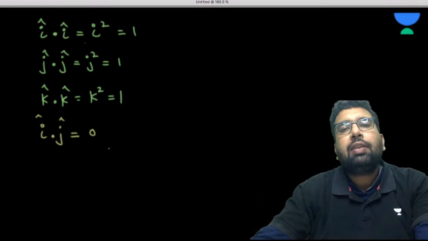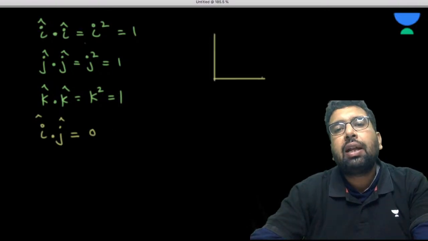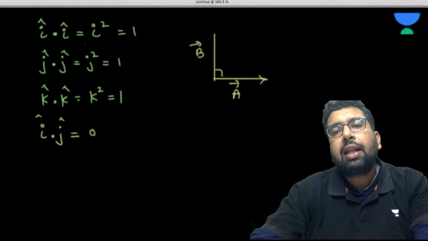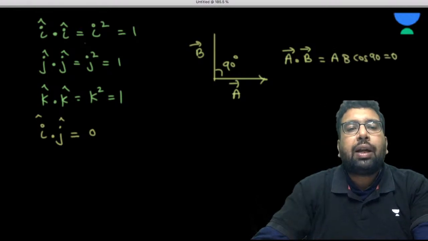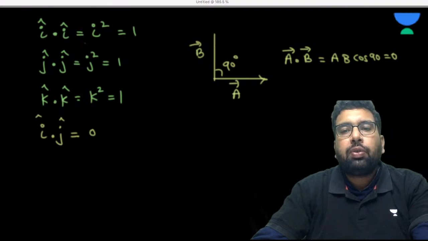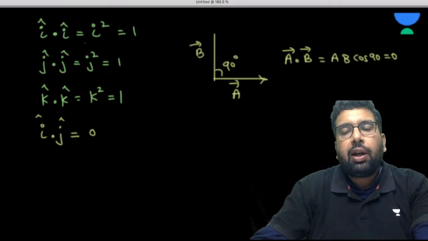Because lastly, we have seen if two vectors are at 90 degrees with each other. If this is A, this is B, and this is 90 degrees, the dot product of this will become how much? AB cos 90, and cos 90 we know is 0. So two vectors perpendicular to each other, if you do the dot product of them, it is going to become 0. Right, sir? Absolutely, sir.